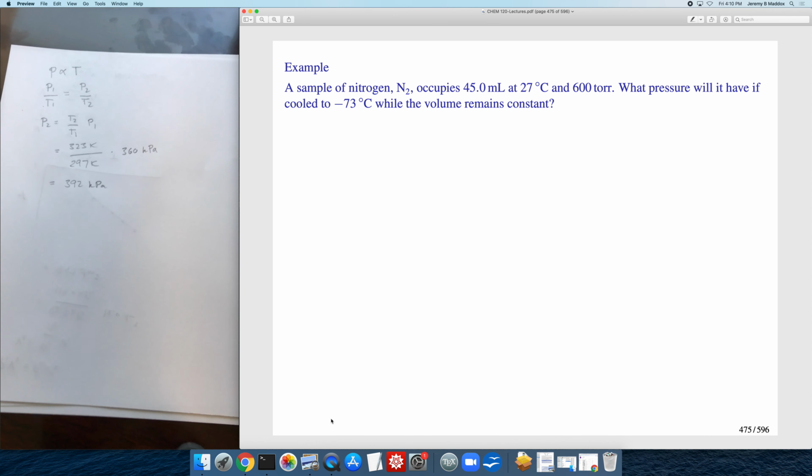Here we've got a sample of nitrogen gas that has a volume of 45 milliliters at 27 degrees Celsius and 600 torr. What pressure will it have if it's cooled down to minus 73 degrees Celsius and the volume remains constant? Well, here we're lowering the temperature, so you would expect the pressure to drop. Now, this is also a Gay-Lussac's law problem, and so it involves the same setup. The only thing that's different are the numbers, and so I'm going to let you go ahead and work that problem as an exercise for yourself.